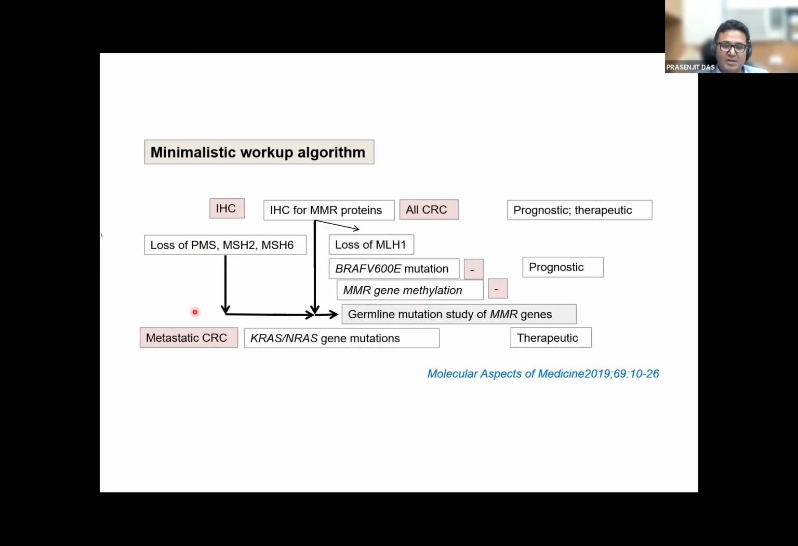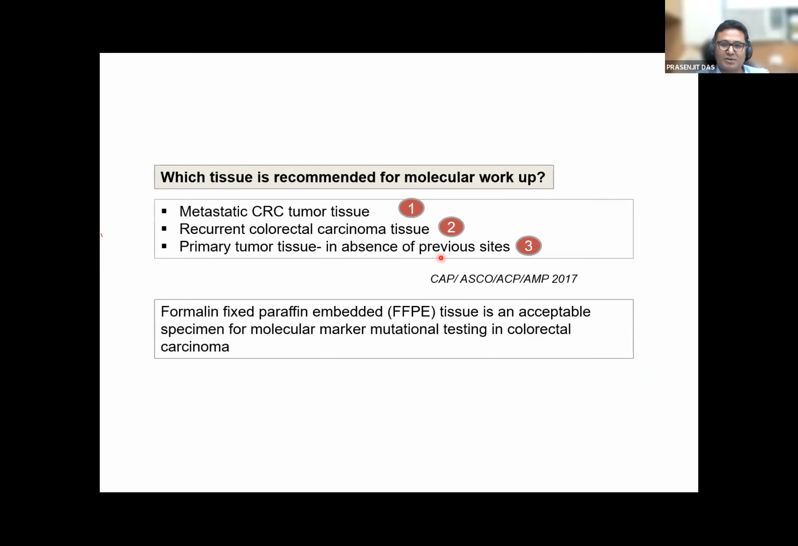Now, in metastatic colorectal carcinoma, if you are considering giving anti-EGFR therapy, then we must order KRAS and NRAS gene mutations. It is purely of therapeutic benefit, and I have told what are the exons and what are the codons which we need to screen. Now, the last slide is which tissue is recommended for molecular workup. So this is in accordance with our preference.